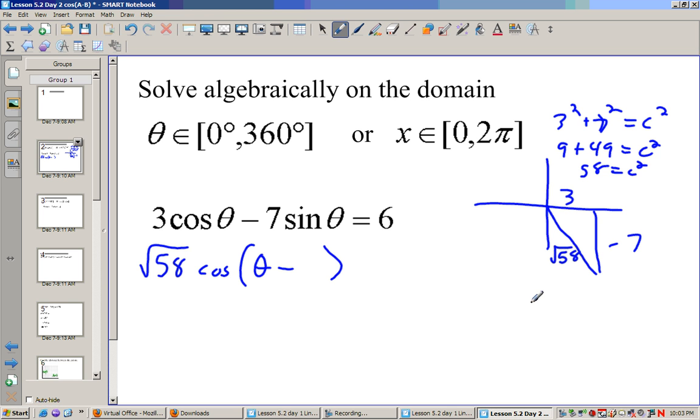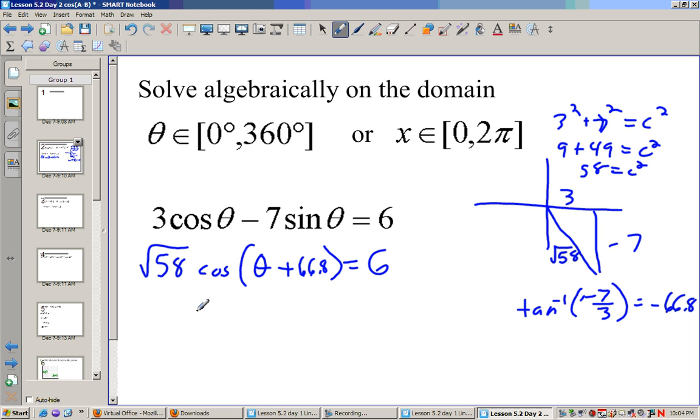fourth quadrant, we could just take the inverse tangent of negative 7 over 3, and that value, inverse tangent of negative 7 over 3, that value is negative 66.8. And since that's right in that location, we don't have to add or subtract 180 from that. But when I put it into the equation, I have theta minus a negative, which would be plus 66.8. Now that's equal to 6.